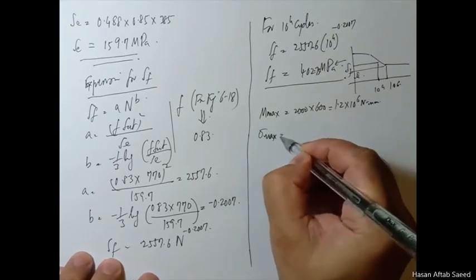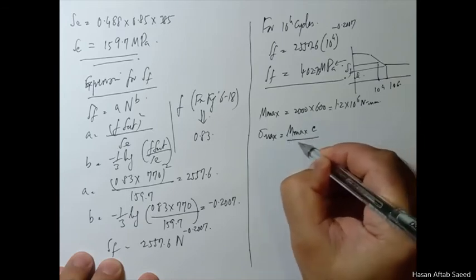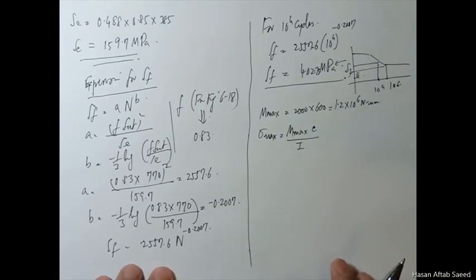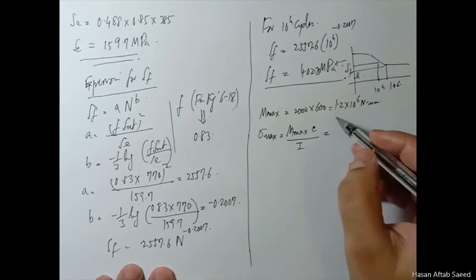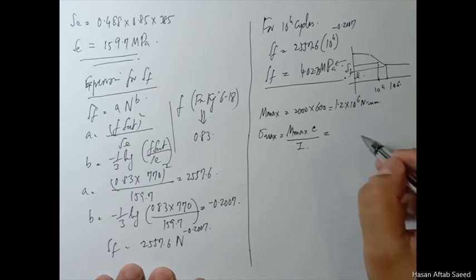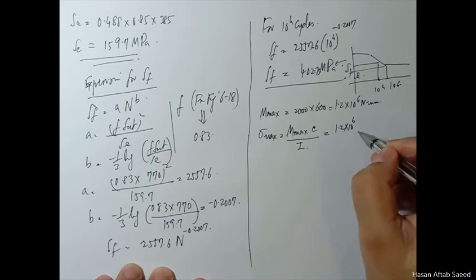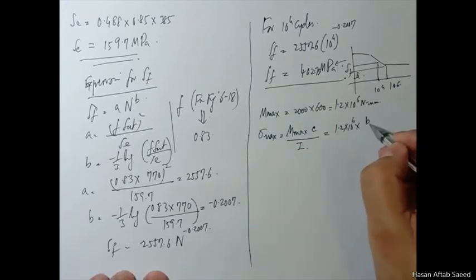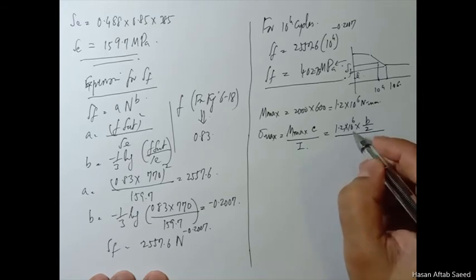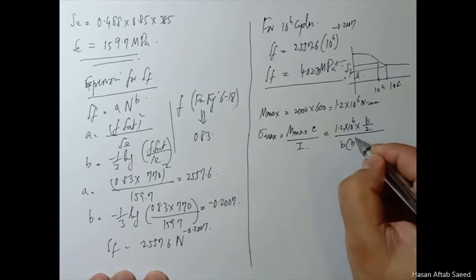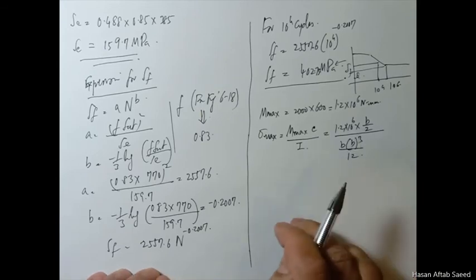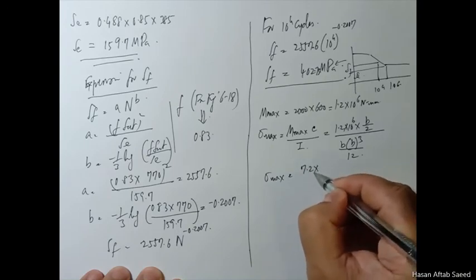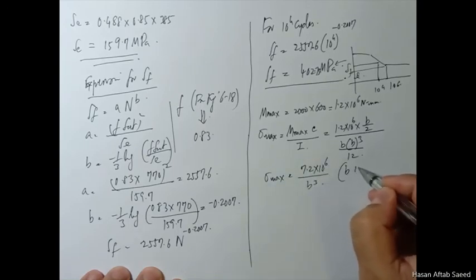Now sigma max is M max times radius over I. This is pretty much the same as the last question. The only difference is that we are not using a fatigue stress concentration factor, which we have been told we need not use here. In real life we should use it when the situation so arises. So 1.2 into 10 raised to power 6 into the radius, which we don't know yet, b over 2, diameter over 2. I is b cube over 12, for a square section. If you simplify, sigma max becomes 7.2 into 10 raised to power 6 over b cube, and b is in millimeters.